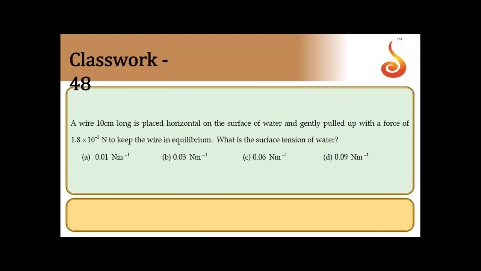So surface tension is given by F = 2TL, where T is surface tension. So T = F / 2L. Force applied is 1.8 × 10^-2. L is the length of the wire, so 2 into the length of the wire, which is 10 centimeter. So that will give you 0.09 Newton per meter. That is option D.